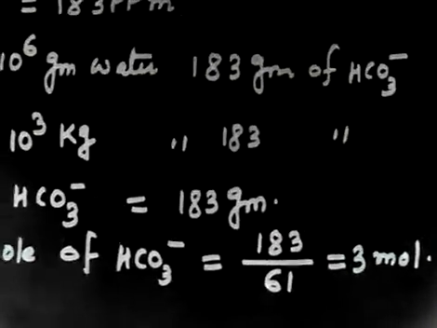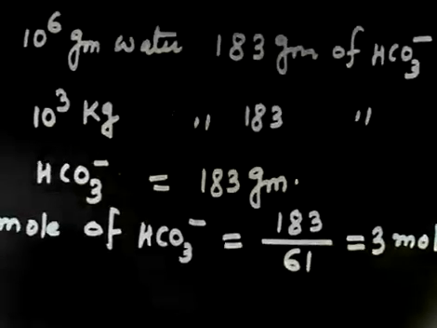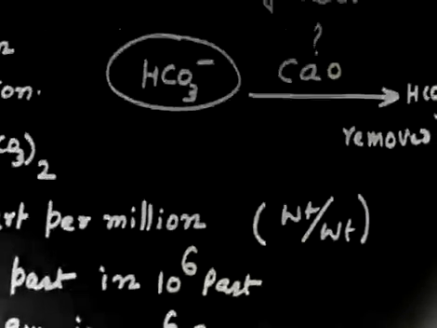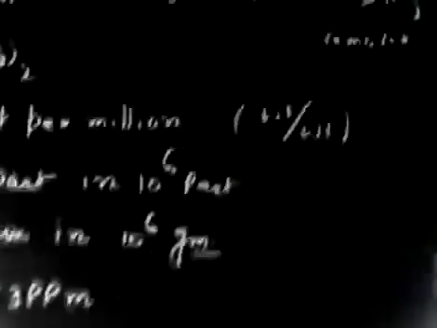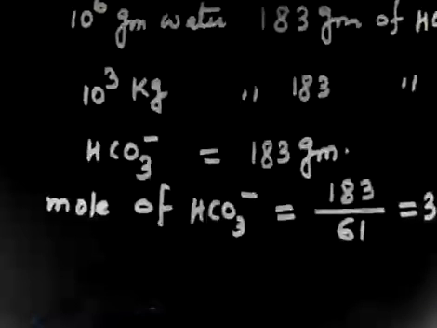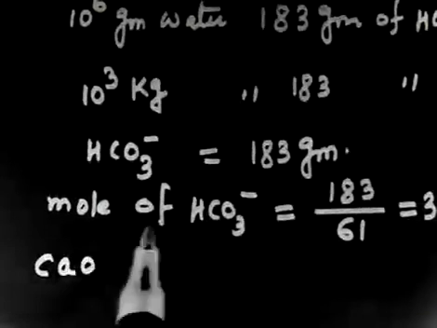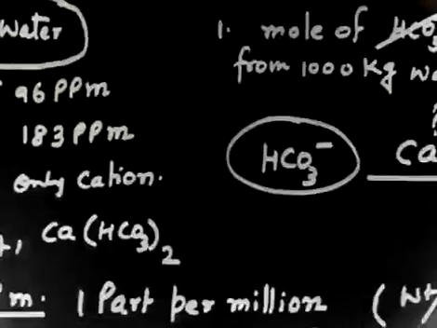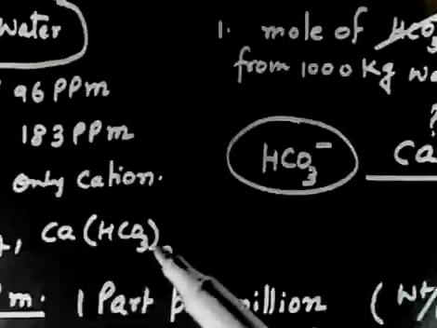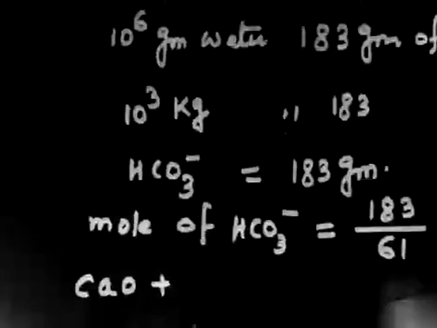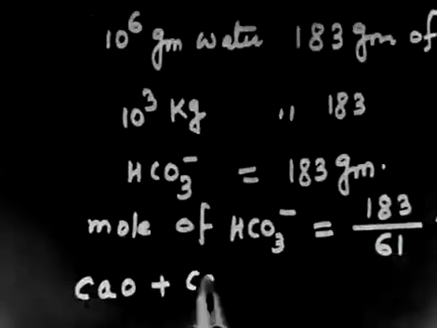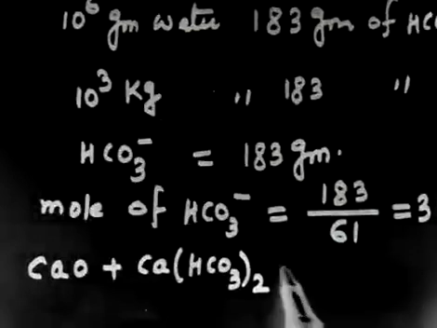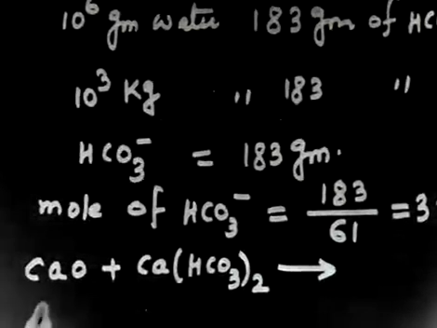Now HCO3 minus reacts with CaO, and then HCO3 minus gets removed. So we have to write a reaction, and that is the most important part here. CaO reacts with HCO3 minus. In solution, HCO3 minus exists in the form of Ca(HCO3) whole twice, so in writing the balanced equation I will use that species, Ca(HCO3) whole twice. Now CaO is a base, so this is an acid base reaction.